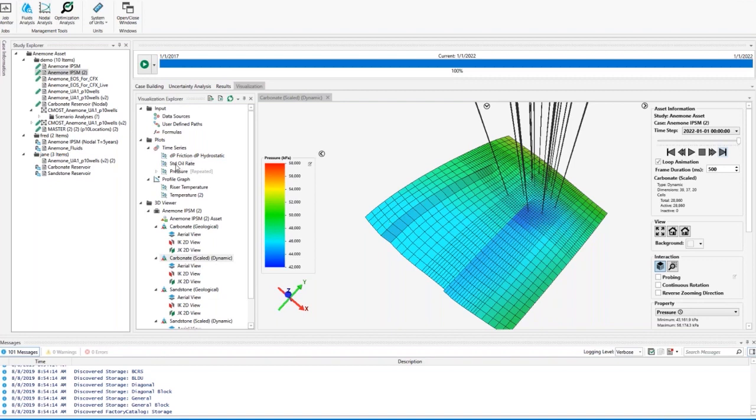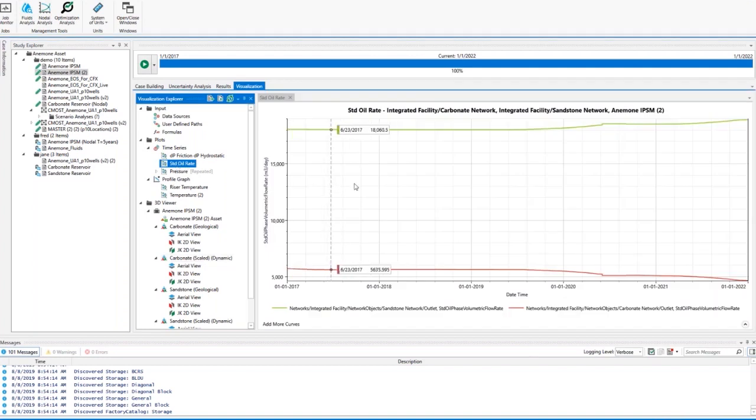In terms of results, you can look at the oil rate coming from the two facilities. So the carbonate facility is only producing about 5 to 6,000 meter cubes per day, and sandstone facility is producing about 18,000 meter cubes per day. So most of the production is coming from sandstone and some from carbonate. So maybe 30% is from carbonate.